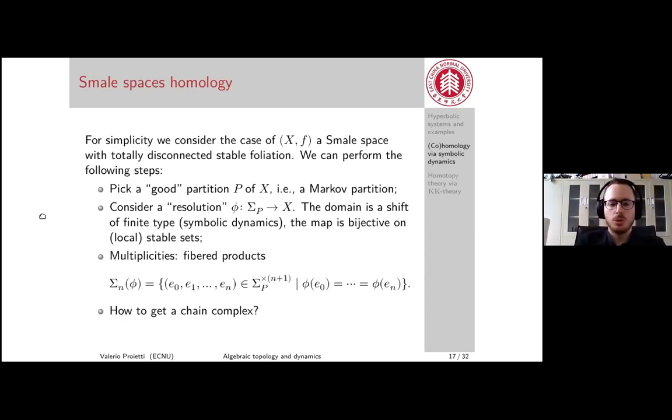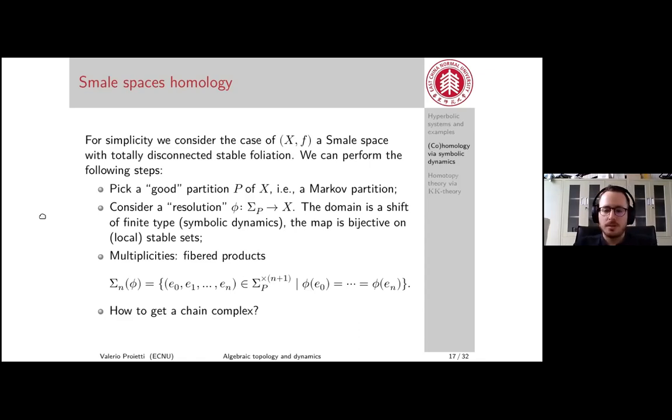So instead of a good open cover, we pick a good partition P of X, and that's a Markov partition. That's something that people in symbolic dynamics understand very well. Given a Markov partition, we can construct a shift on the partition, which turns out to be a shift of finite type. And so there is this map phi, which is a surjective map, and it's going to be also equivariant.